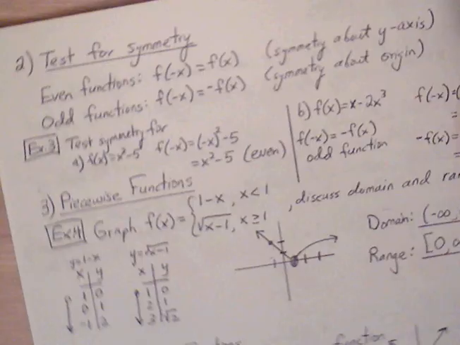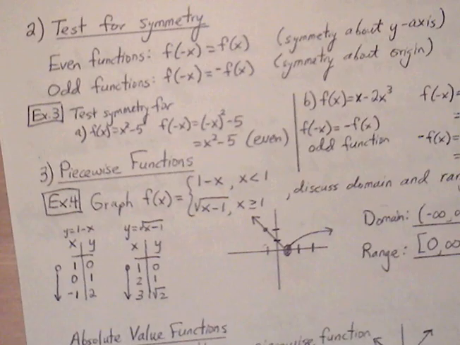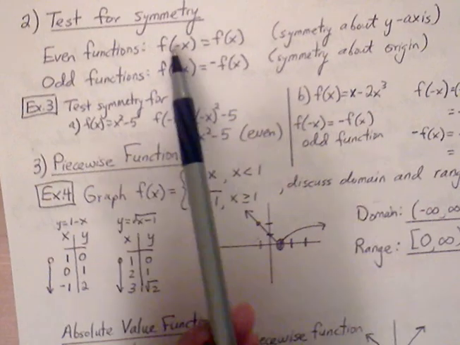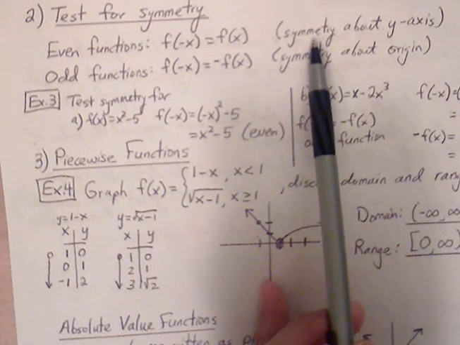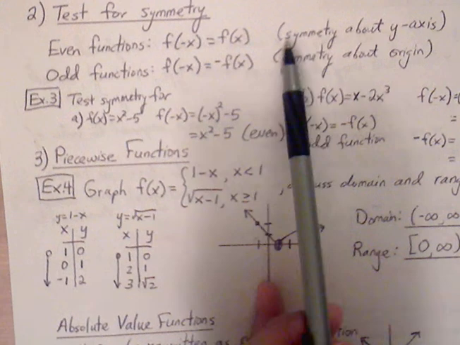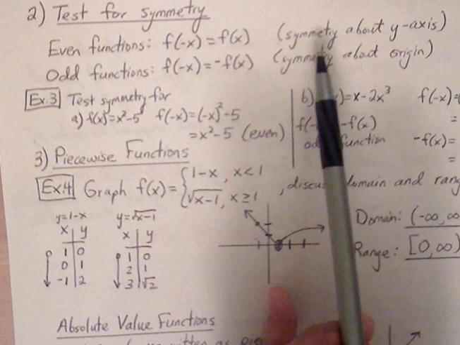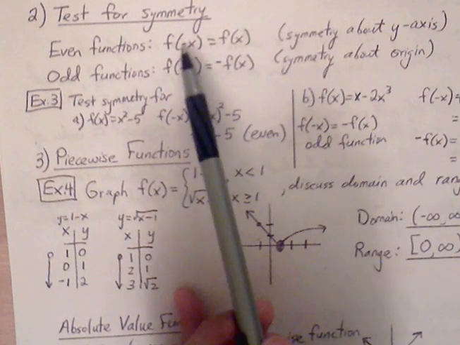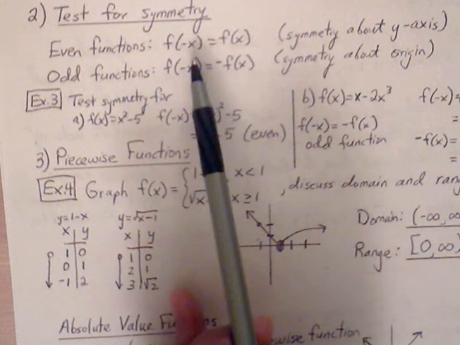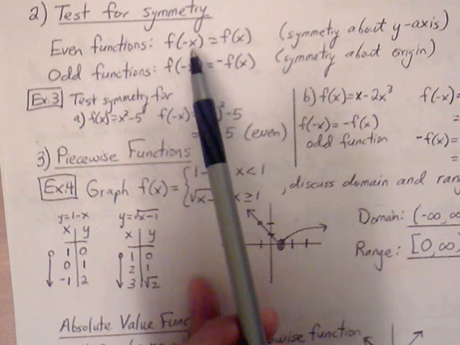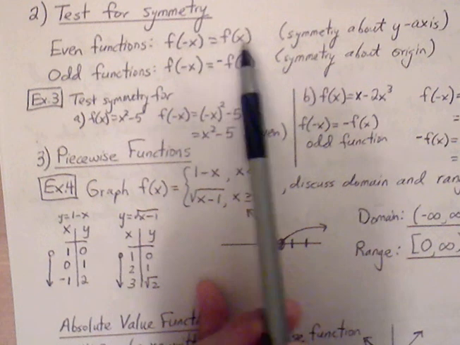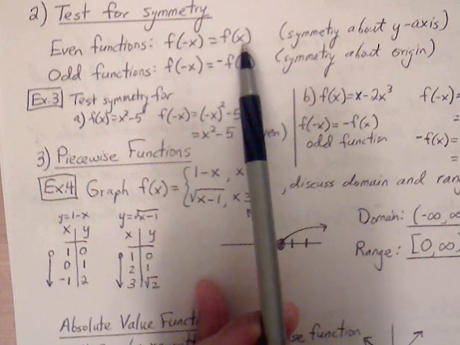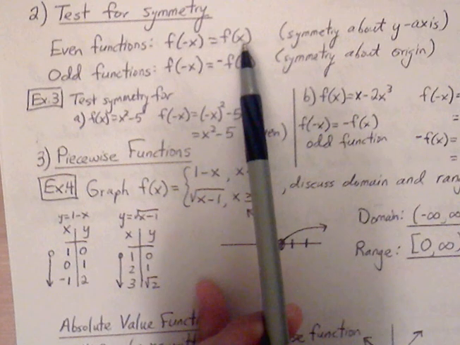Okay, let's continue with notes. Test for symmetry for even and odd functions. So for an even function, we're going to have symmetry about the y-axis. We know that we're going to get symmetry about the y-axis algebraically if we can replace every x with negative x, and then if we simplify it, we get the exact same as the original function.